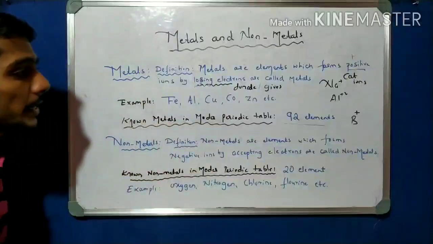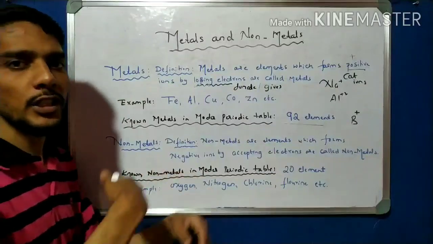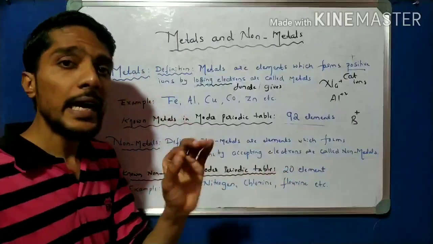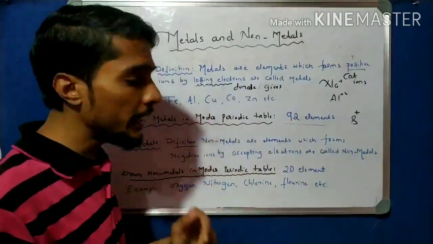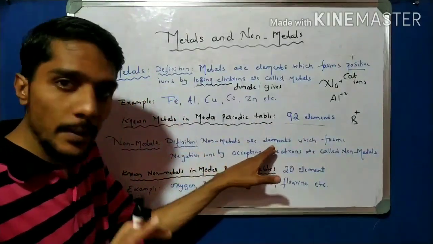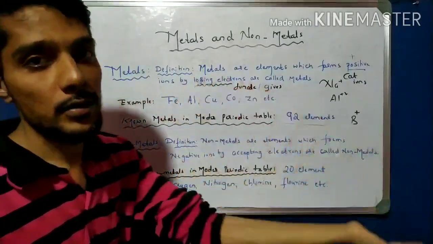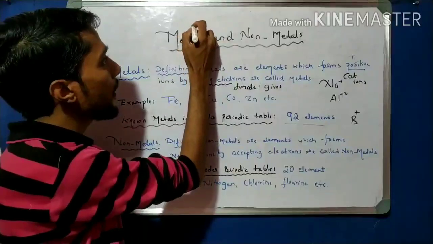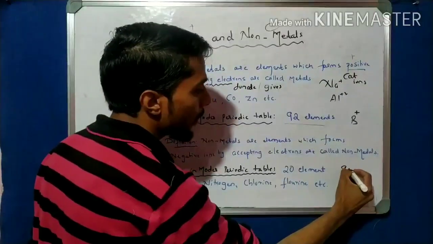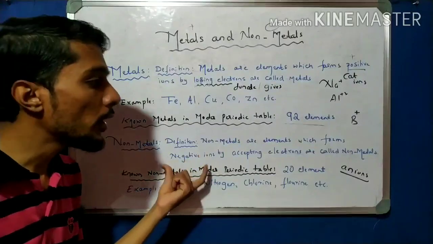Okay, hope you understand. Then come to the next concept, that is the opposite, non-metal. Non-metal has just the opposite definition. Non-metals are also elements. There are 20 known elements present in the modern periodic table. They form negative ions. Metals form positive ions, but non-metals form negative ions, and these negative ions are also called anions.